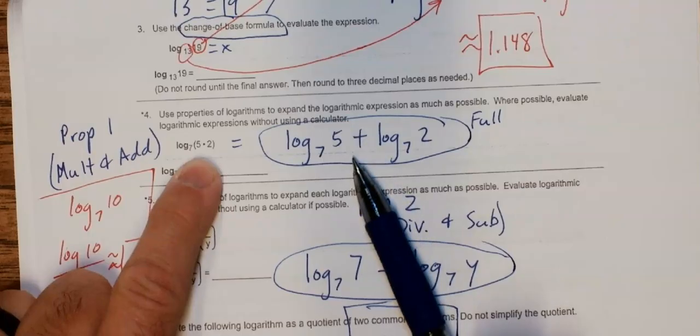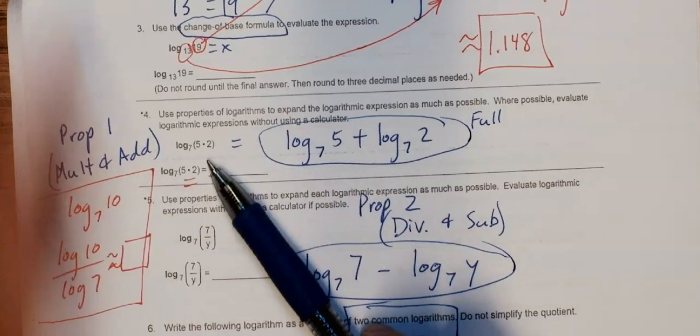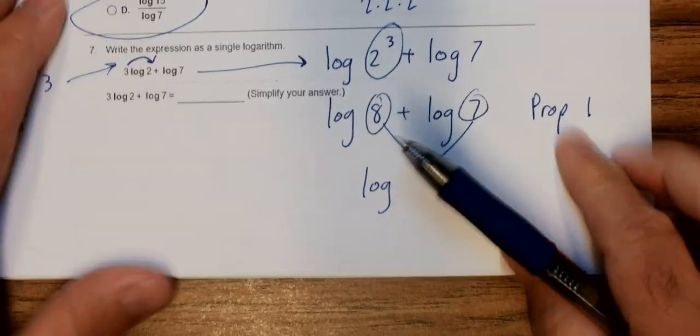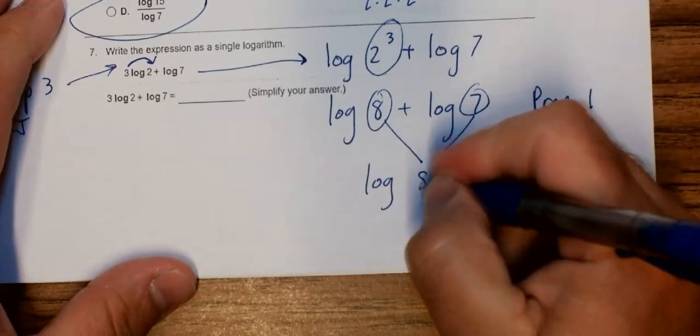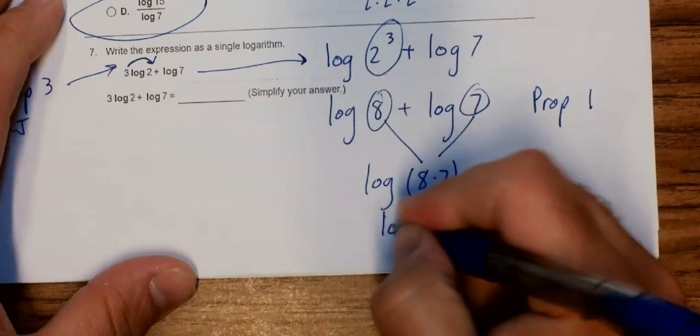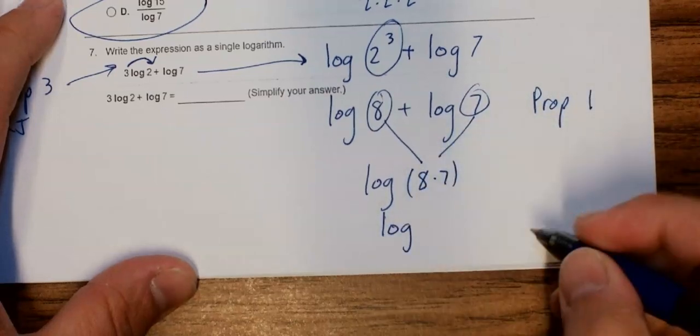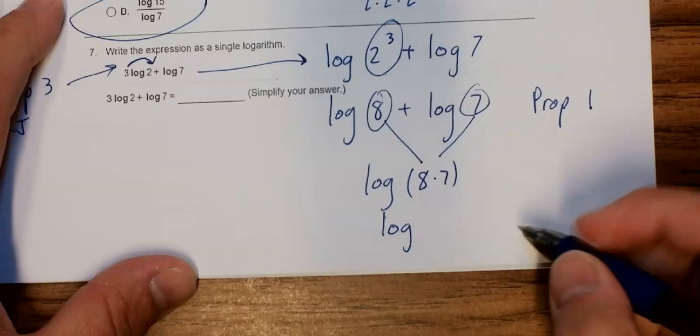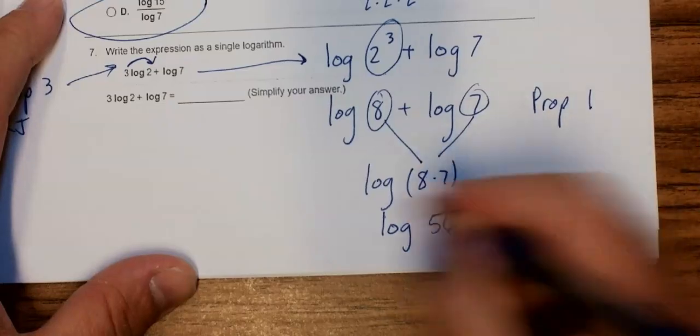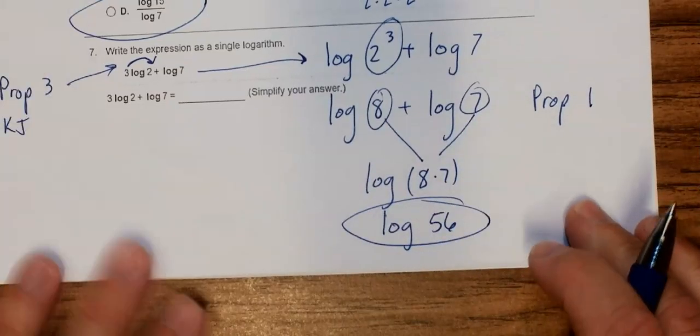Addition goes with what? Multiplication. So we should multiply the 8 and the 7 together. So my final answer to this would be log of what number? 56. 8 times 7 is 56.